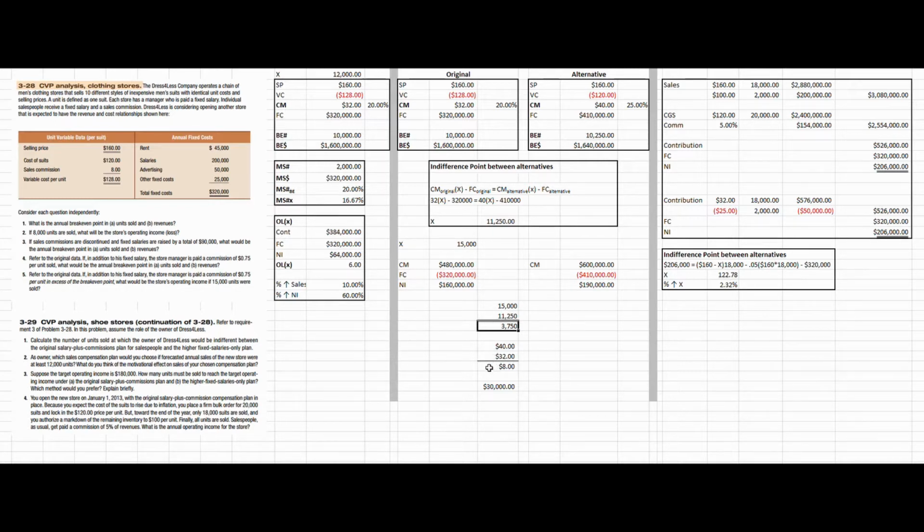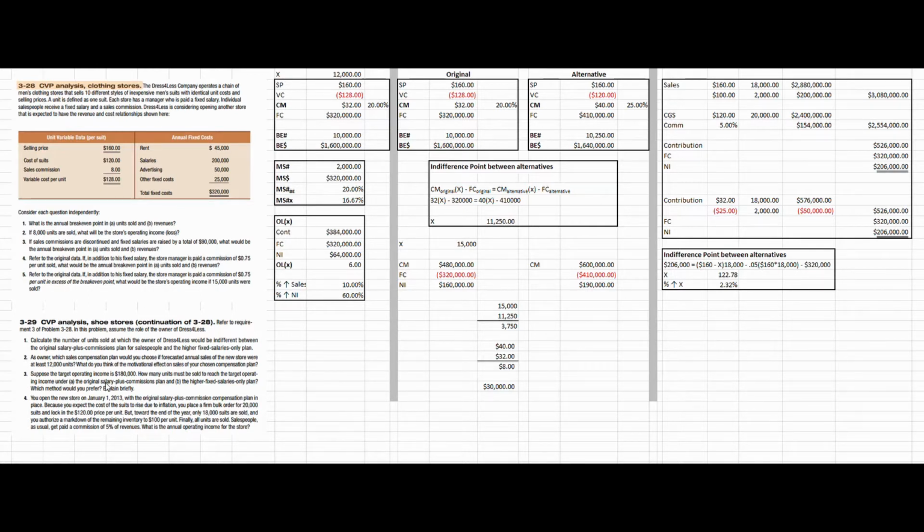And if we look at the incremental contribution margin of this alternative over that alternative, it's $8. So my 3,750 units in excess of my indifference point times my incremental contribution per unit gives me $30,000. Okay, next question. As the owner, which plan would you choose if we expected sales to be 12,000 units? Well, because we've calculated our indifference point, we already know that we're always going to opt for this cost structure if we expect sales to be greater than our indifference point.